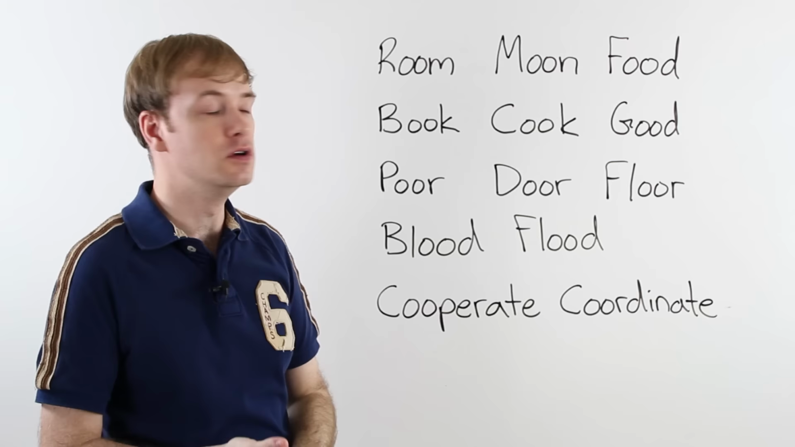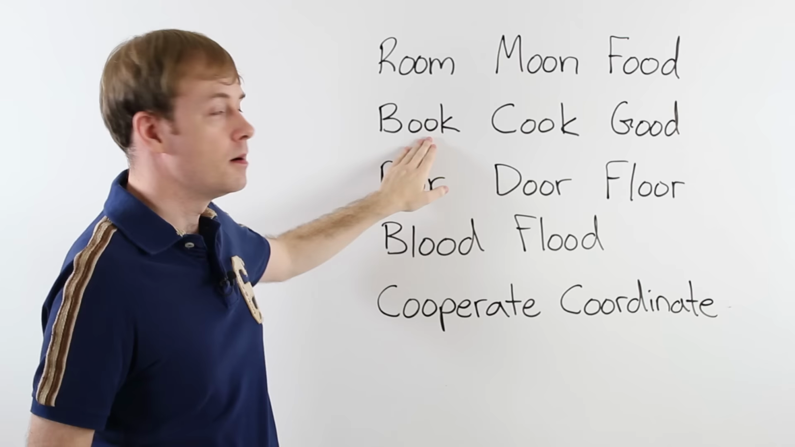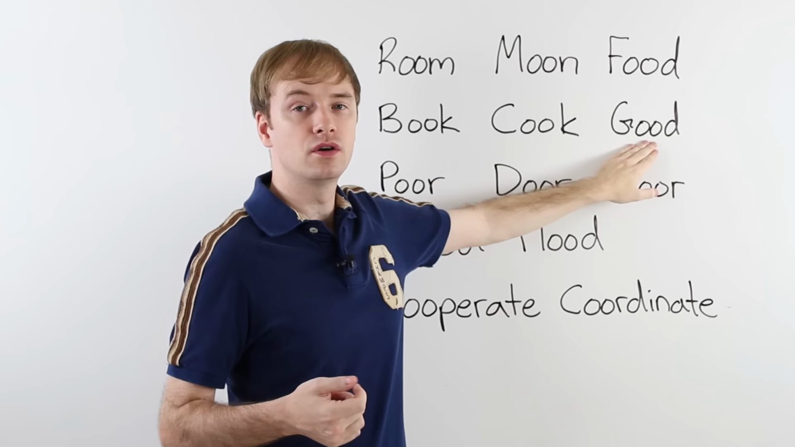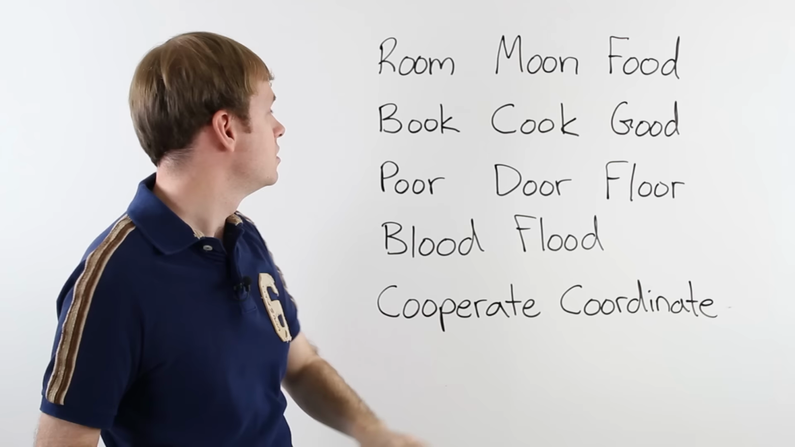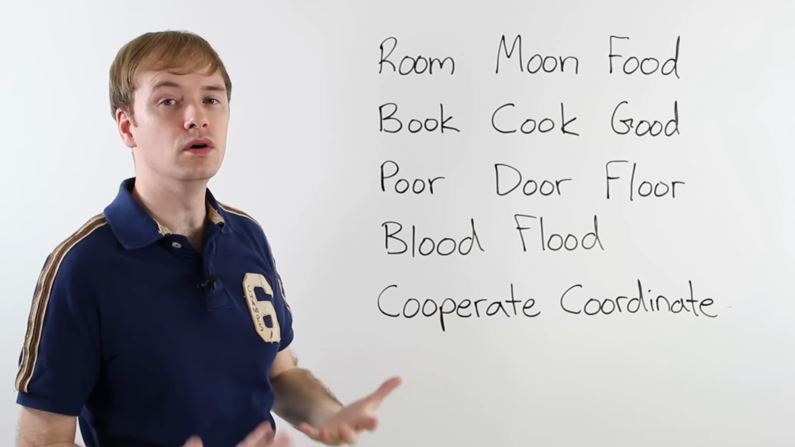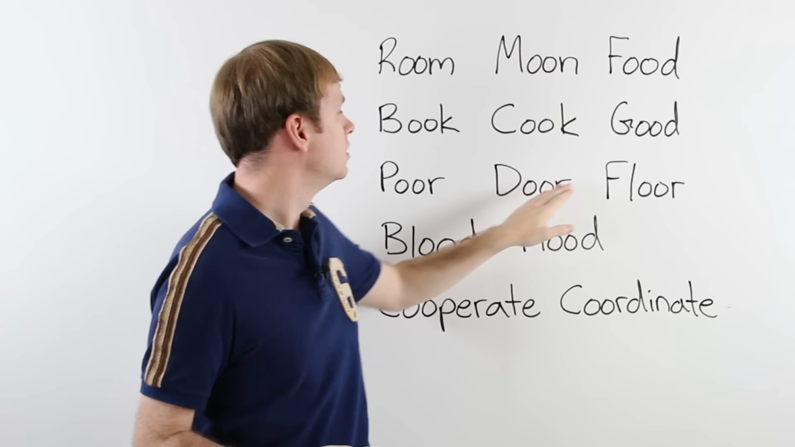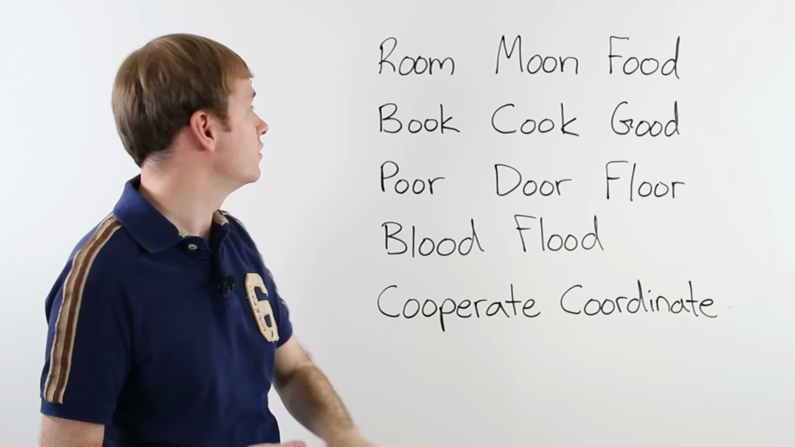Let's go to the next line. Okay, so my three words here: book, cook, good. Book, cook, good. Book. So this OO, book, cook, good. Okay, very different. Room, book. Let's go to the next line.